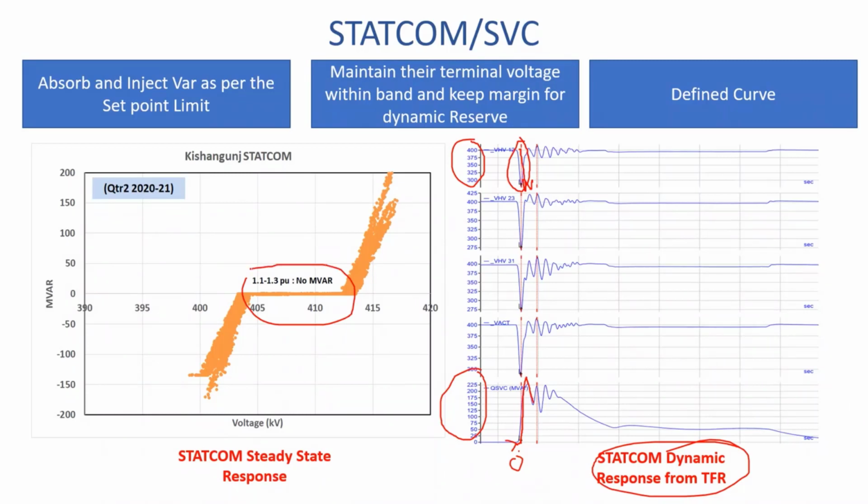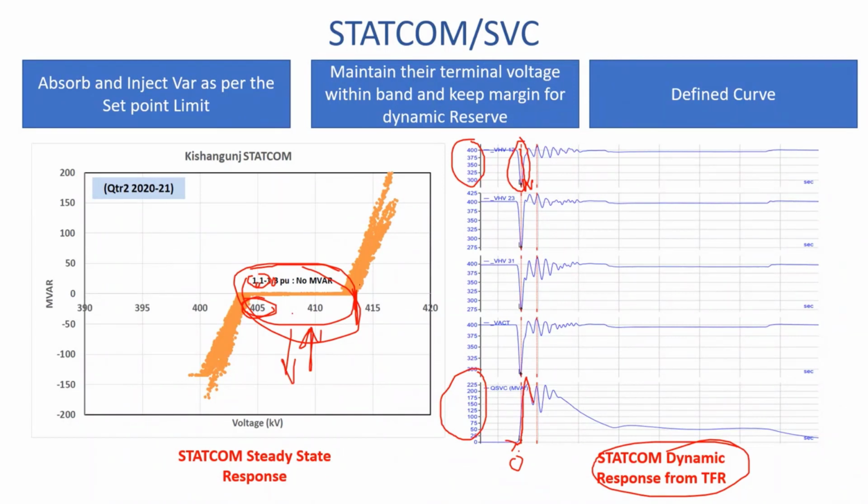You can see that it is also having a deadband. Deadband means it doesn't provide any reactive power support when, nominally, the voltage is within the limit. Let us say the system condition is that it is within 1.01 to 1.03 per unit, like 405 to 412 kV. So it is not providing any support, it is not trying to inject or absorb any reactive power.